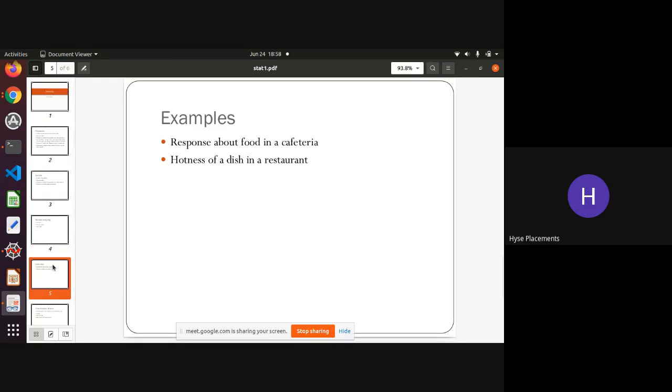Okay, examples. Response about food in a cafeteria. The owner of the cafeteria wants to know how the food is. He won't go to each and every customer to ask for a response. In a day, randomly he picks some customers, and he gives a form asking how the food is. You rate it from 1 to 5. So he collects the information like that.